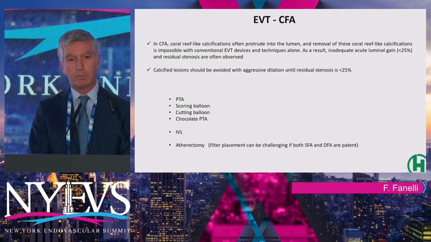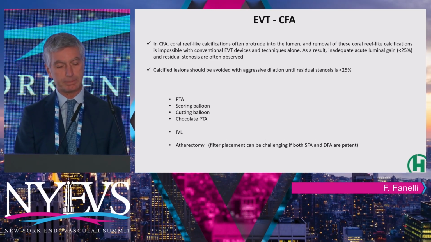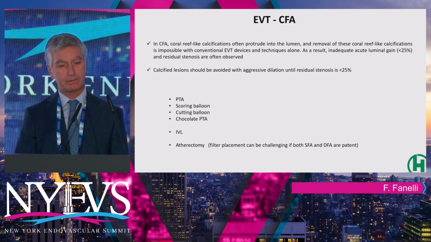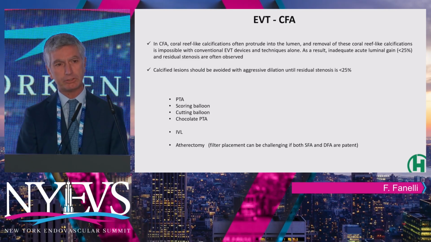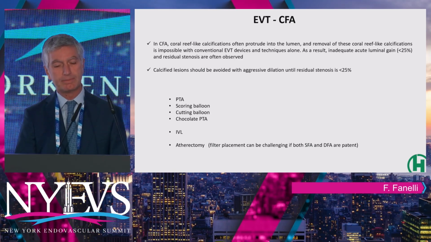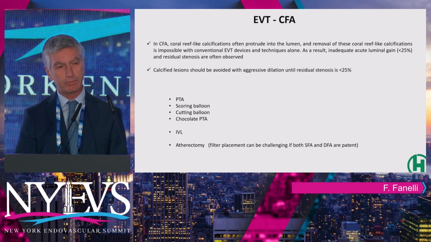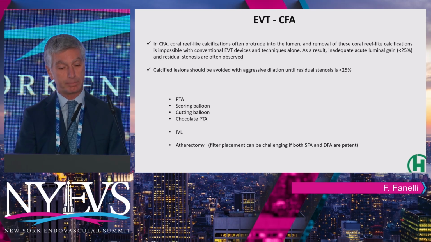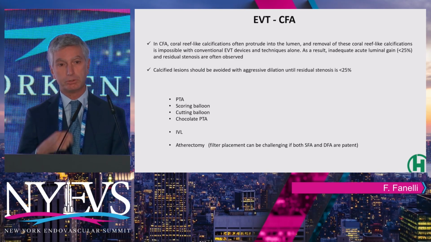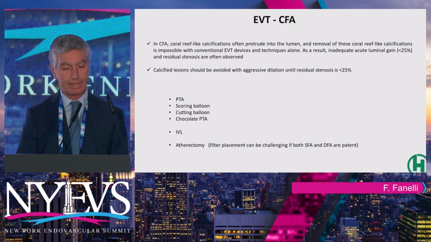In terms of treatment, one of the big problems is calcium. I know that calcium is the big enemy, but generally in the common femoral artery, we have something like a coral leaf-like calcification protruding into the lumen. So it's very important, as came out from several studies, to remove this calcium and prepare the vessel with a residual stenosis of less than 25%. How can we do this? Obviously, we can use a standard balloon, but we can also use special balloons, such as a chocolate balloon or a scoring balloon, but also IVL or atherectomy.